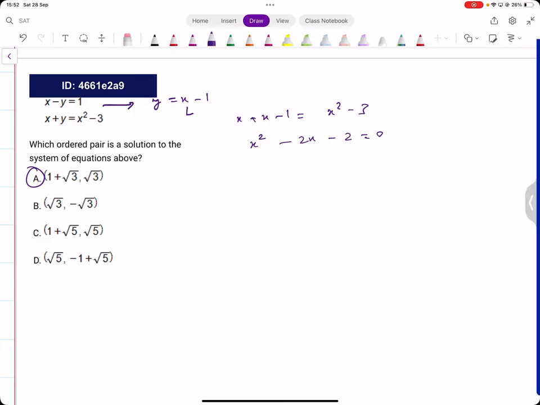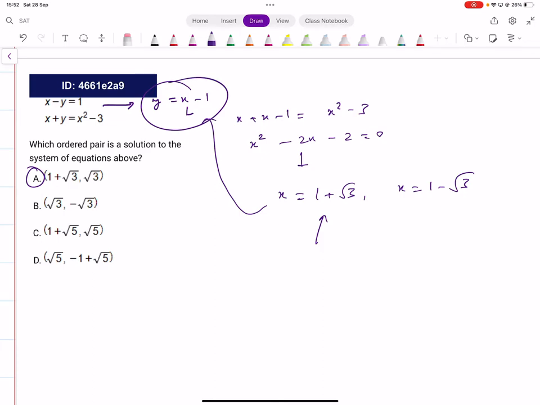Is that okay? No problems? I just put this on my calculator and that gave me 1 plus under root 3 and 1 minus under root 3. Only a is matching, right? If there were two options, both having 1 plus under root 3, we would have had to put this value back in y as well to find the corresponding value of y and see if that matches that option or not. In this case, it does not. There's only one option with that x coordinate, so that's all that we need.